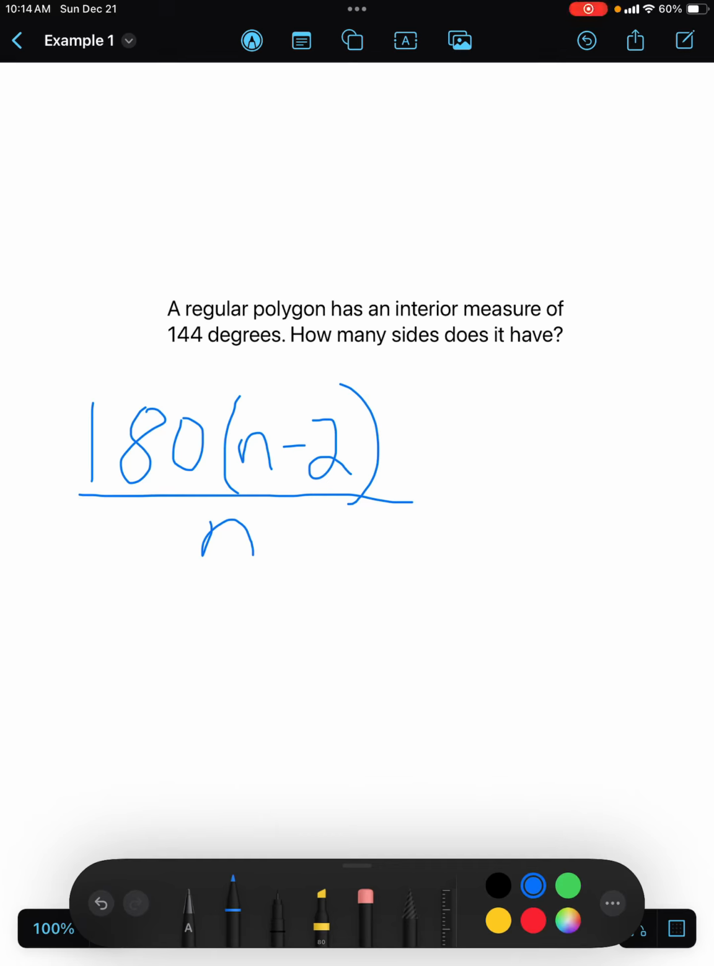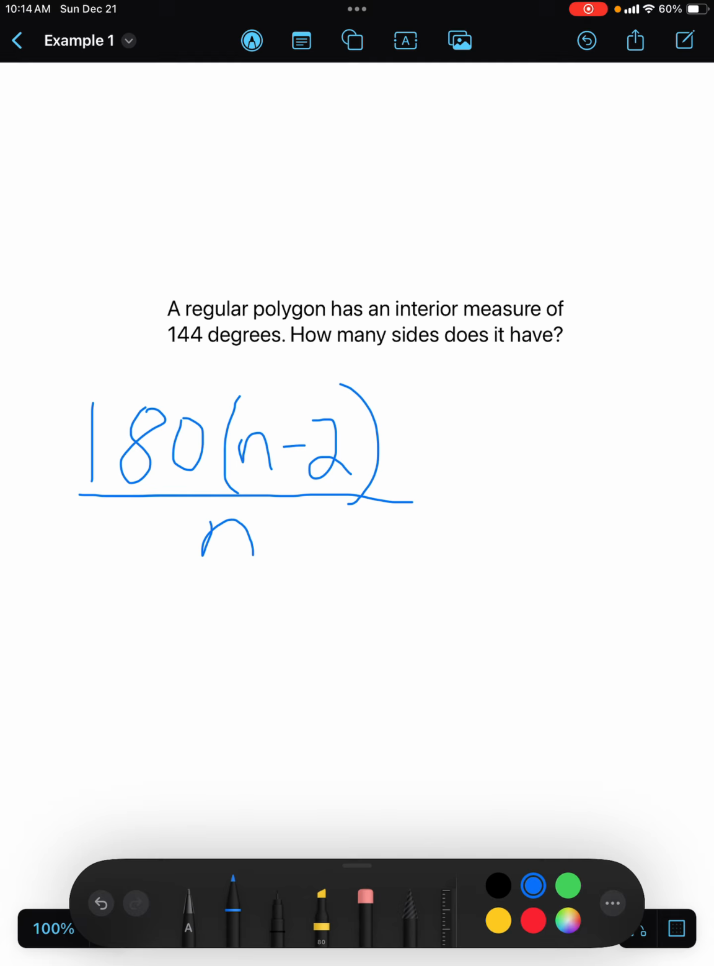I want to give you a couple of pretty common classic examples of problems involving the interior and exterior angles of polygons. So here we have one where we're asked: a regular polygon has an interior measure of 144 degrees. How many sides does it have?